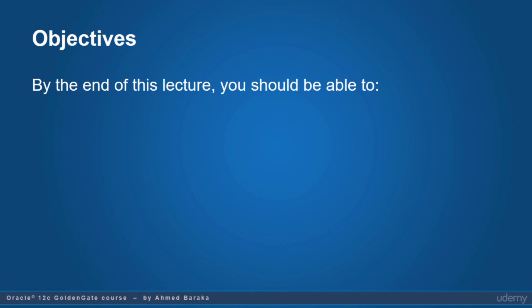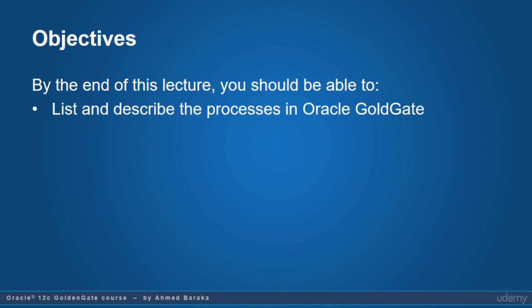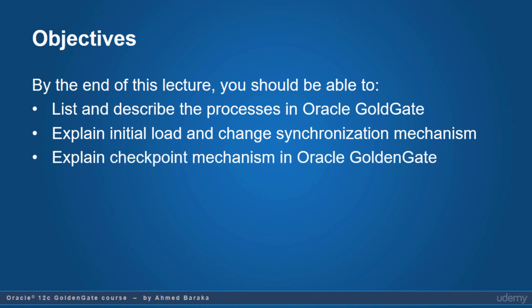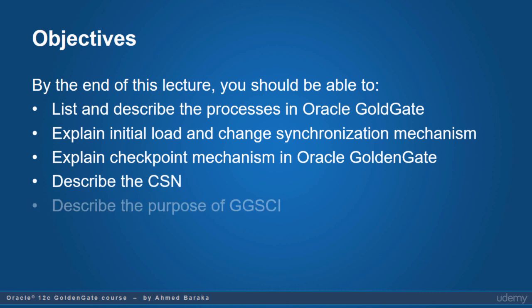By the end of this lecture, you should be able to list and describe the processes in Oracle GoldenGate, explain the initial load and change synchronization mechanism, explain checkpoint mechanism in Oracle GoldenGate, describe CSN, and describe the purpose of GGSCI utility.